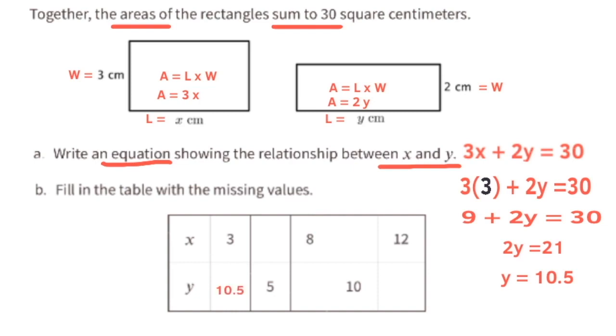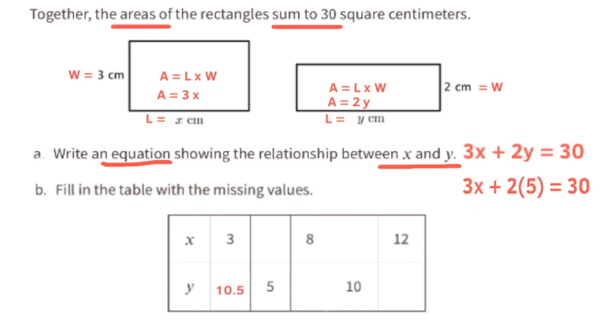Next, they give us the value for y. So when the value for y is 5, we can substitute the y with a 5. Now the equation reads 3x plus 2 times 5 equals 30. Since 2 times 5 is 10, the equation reads 3x plus 10 equals 30. Let's subtract 10 from both sides of the equal sign, and we're left with 3x equals 20. Since we're solving for x, we need to divide both sides of the equal sign by 3.